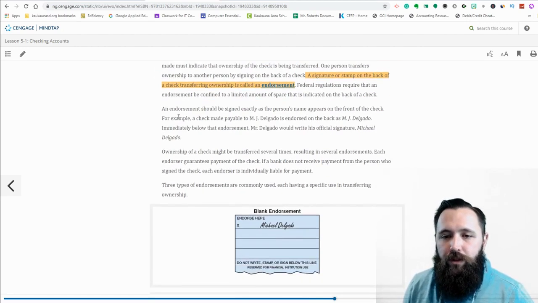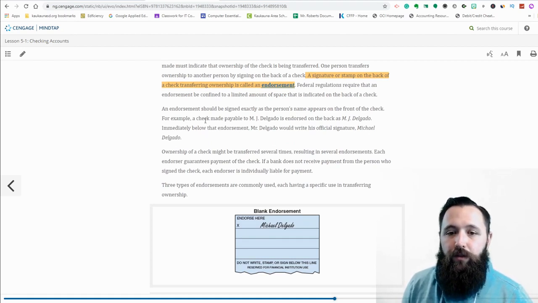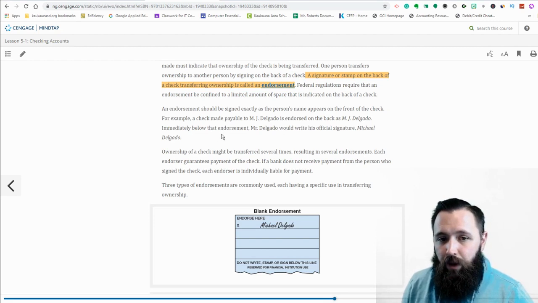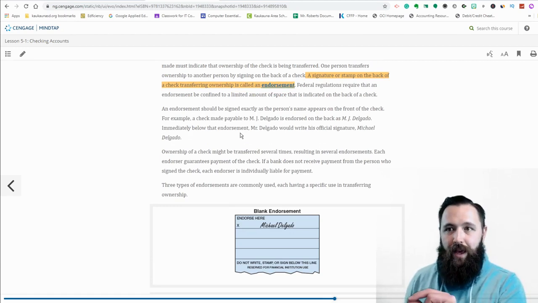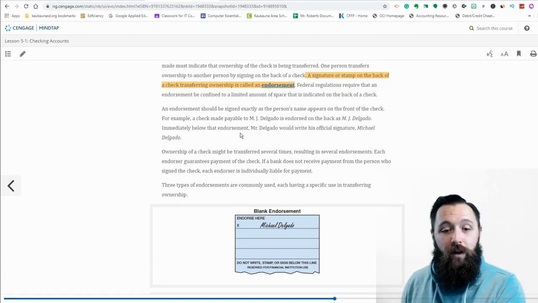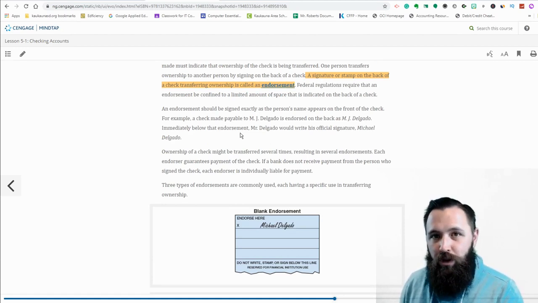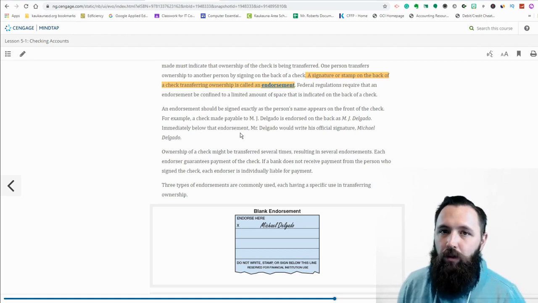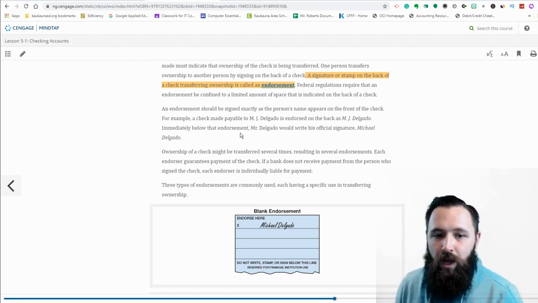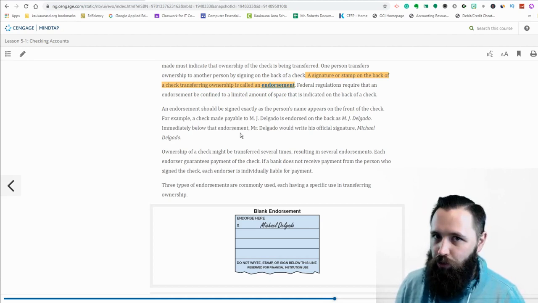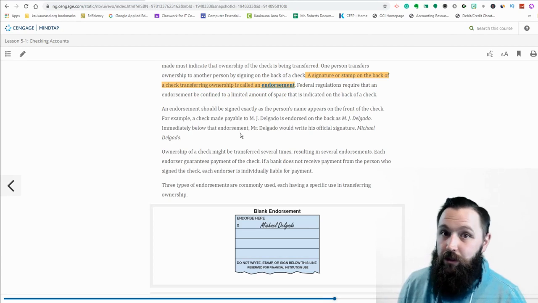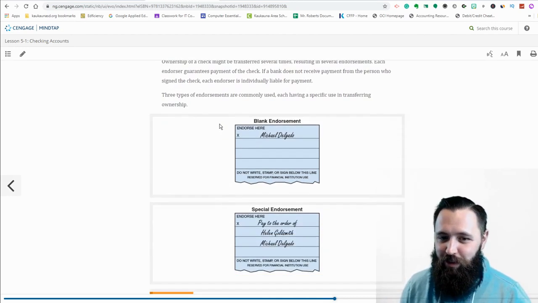So you can see here it says an endorsement should be signed exactly as the person's name appears on the front of the check. So if we have a check made payable to Michael Delgado, and it's endorsed on the back as Michael Delgado, what it comes down to is, if it says that this check is payable to Michael Delgado, then on the back when we endorse it, it should say Michael Delgado, okay? If the check was written out to Timmy Jones and Michael Delgado signed it on the back, something's wrong, okay? Unless Timmy Jones transfers that ownership, which we're going to talk about in just a second.